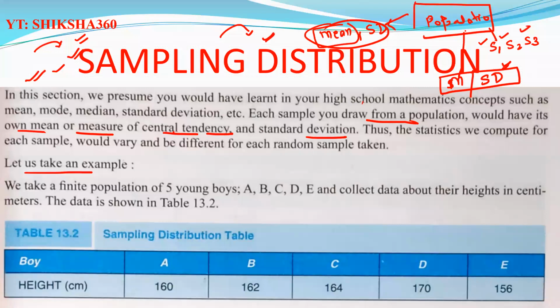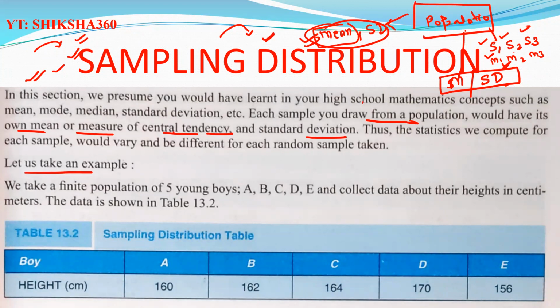Further, we will take the mean of all the means of these samples: mean one, M1, mean two, M2, and mean three, M3. When we take the mean of M1, M2, and M3, that mean is equal to the mean of the population.